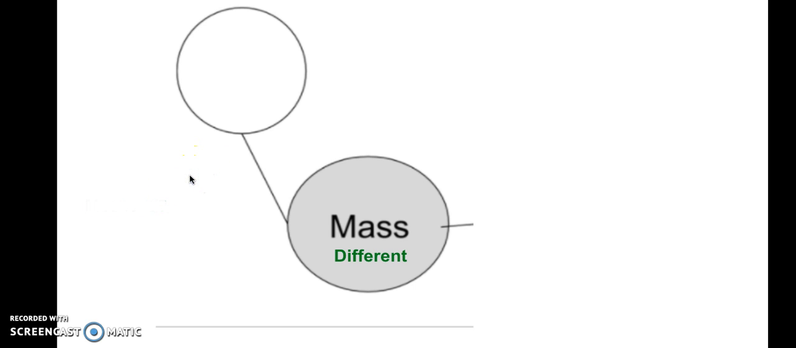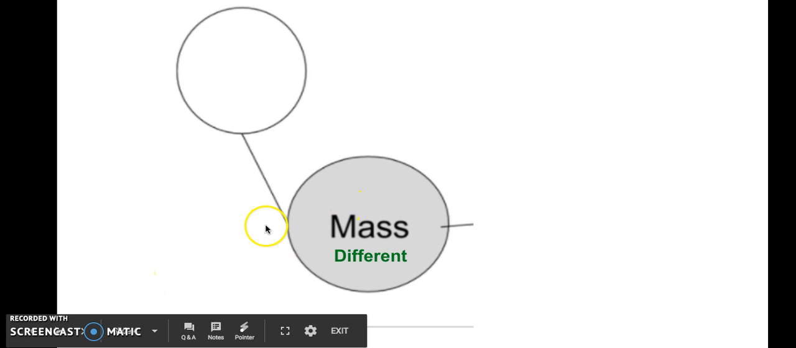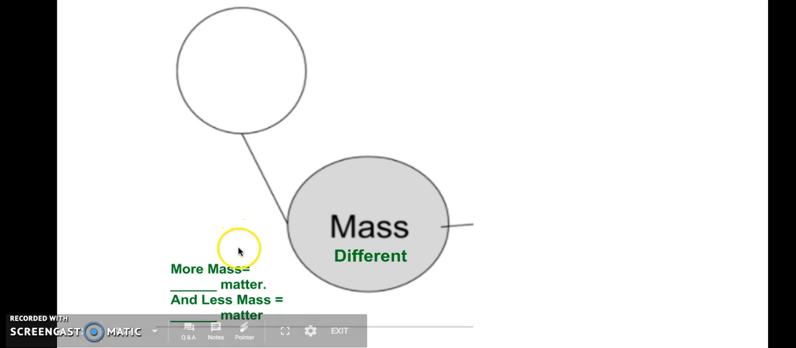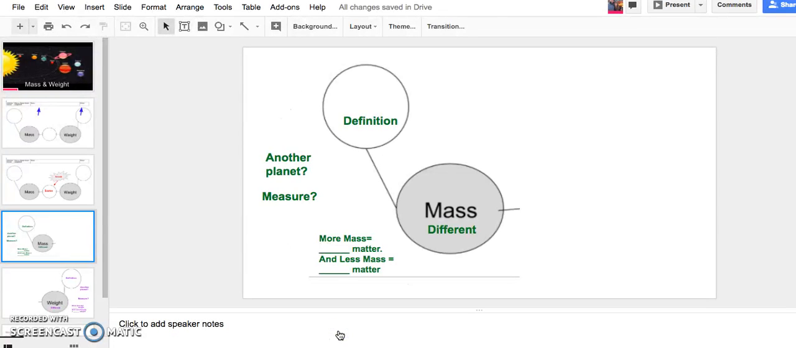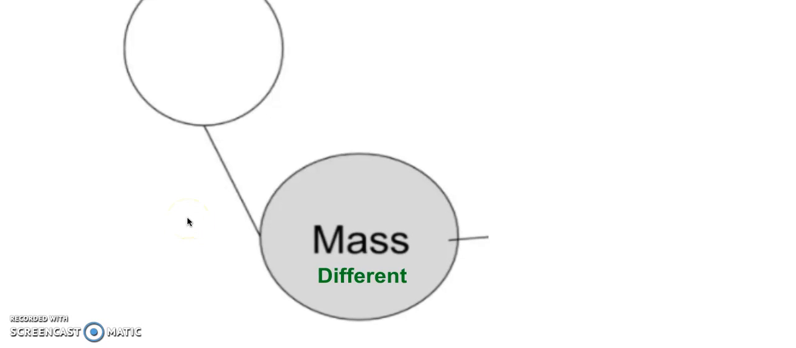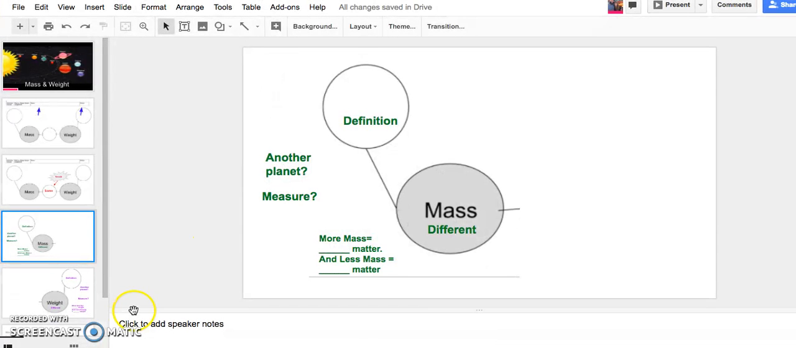Okay, students, next you need to create another bubble. This will be your third bubble for mass. This time you want to write this sentence frame. More mass equals blank matter, and less mass equals blank matter. So write that down in your next bubble. Press pause, press play when you're ready to go on.